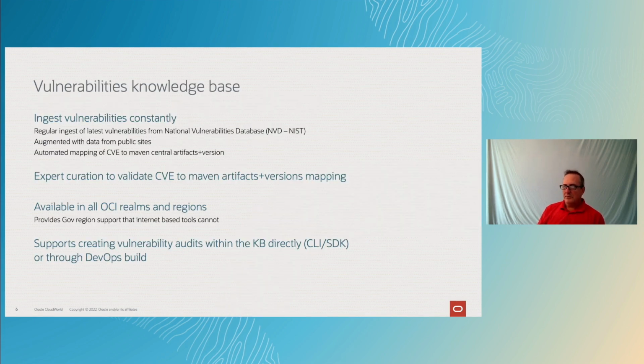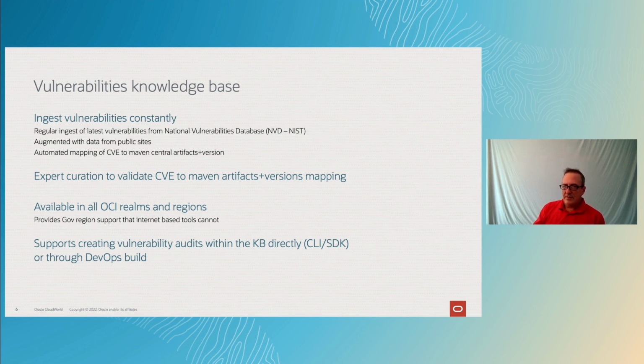So the first piece we had to solve was capturing the vulnerabilities. So we have a concept or a resource in OCI called a knowledge base. And what we do is we ingest or consume open source data from mostly NVD and a couple of other public sites, where we can consume that data into our knowledge base. And then we can automate mapping that data from the information that is published to the actual Maven artifacts.